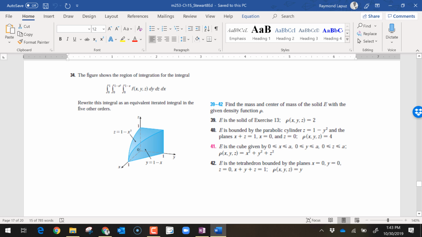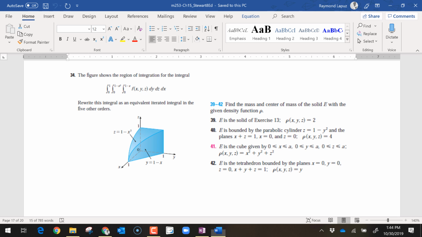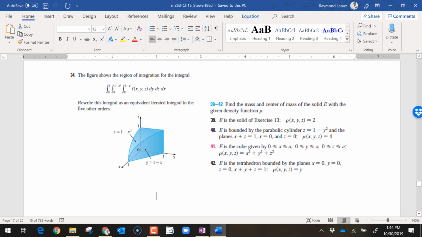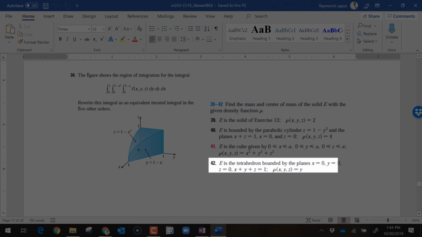Number 41. Oh, it's a cube, so this will be easy. Let's do number 40. Oh, but it's a constant. It's okay. Oh, let's do number 42. Make up your mind.